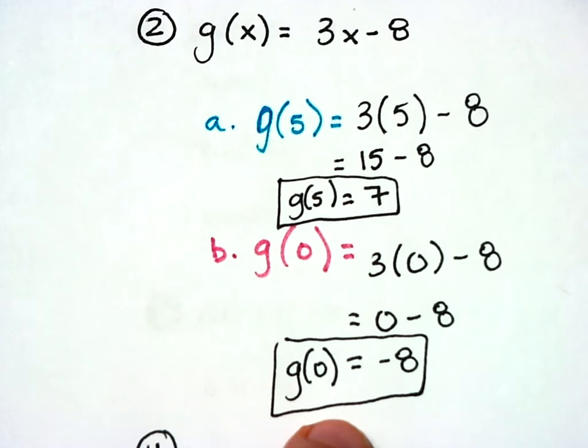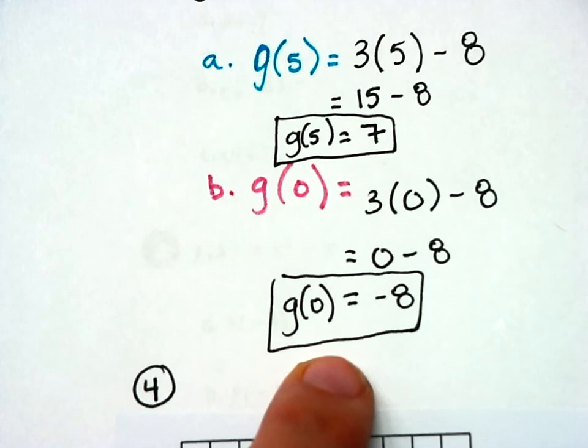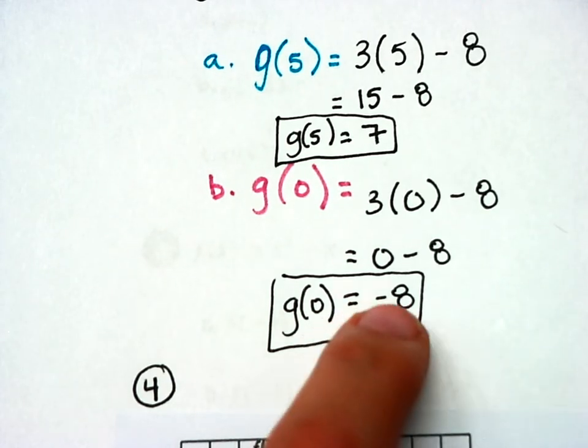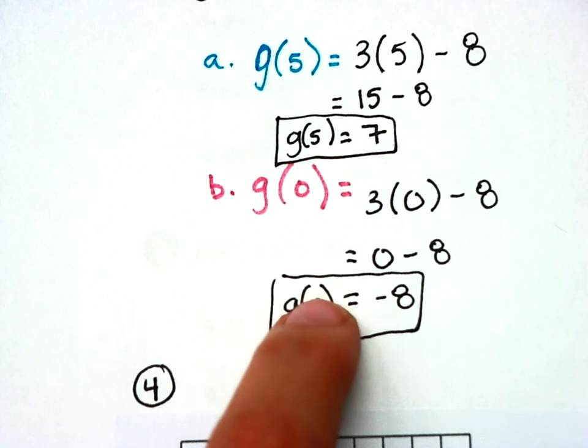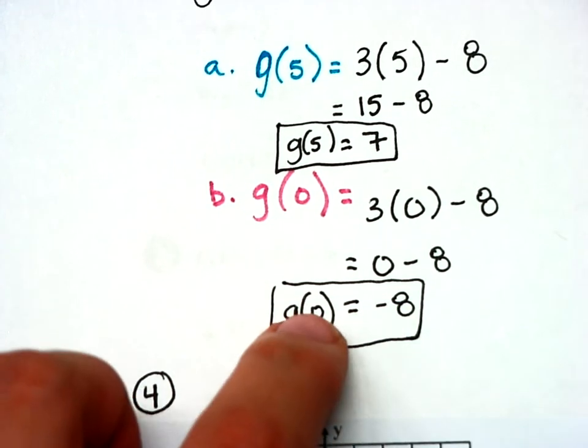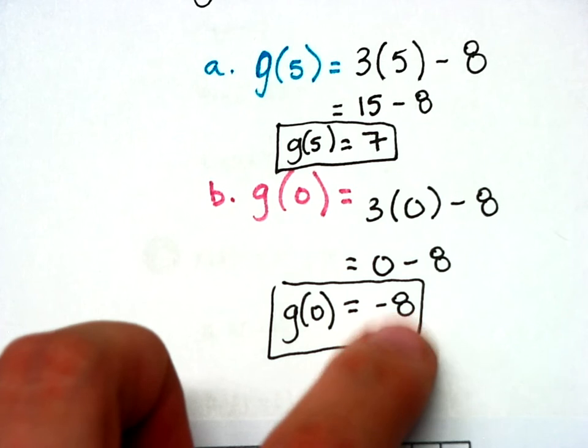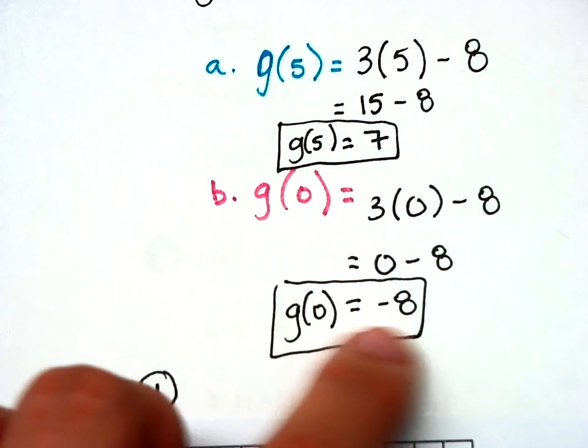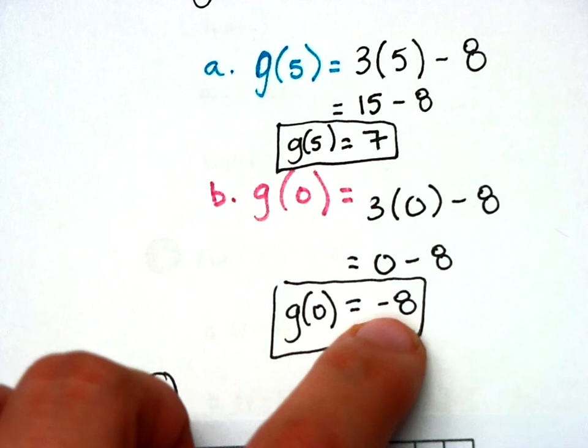Let's think about this in other words. If I were to graph this, wherever my x is 0, that means my output is -8, right? So if I input 0, out comes -8. This point right here would be (0, -8). Just another way to think about it.